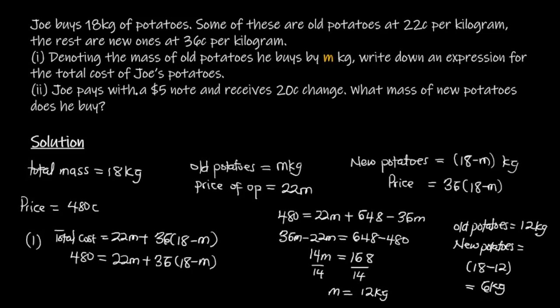Now let's look at II. Joe pays with $5 note and receive 20 cents. What mass of the new potatoes does he buy? Okay, so we can already see that after calculating our mass of old potatoes and subtracting that from the total mass that we have, which is 18, we've obtained the mass of the new potato, that is equal to 6 kilograms. So this becomes our II. So the total mass of the new potatoes that he bought is 6 kilograms.